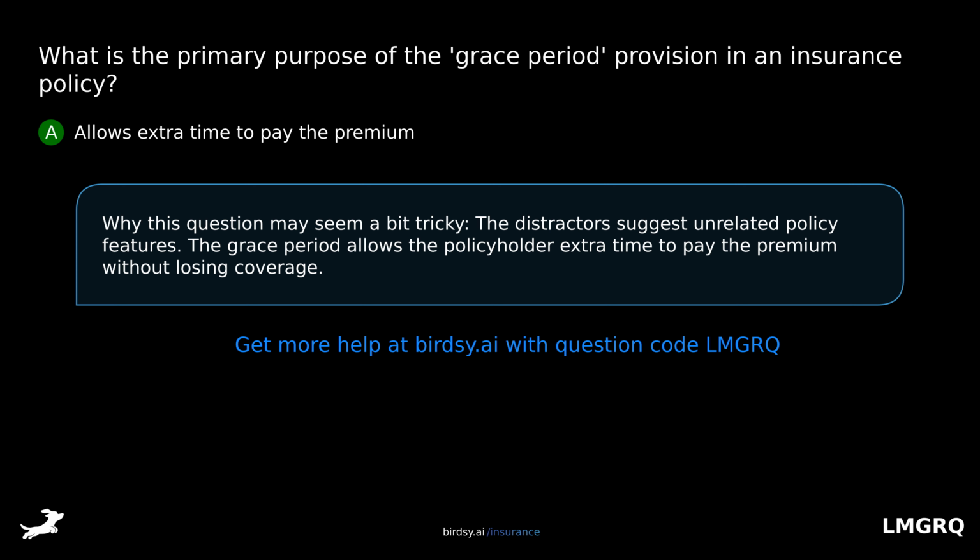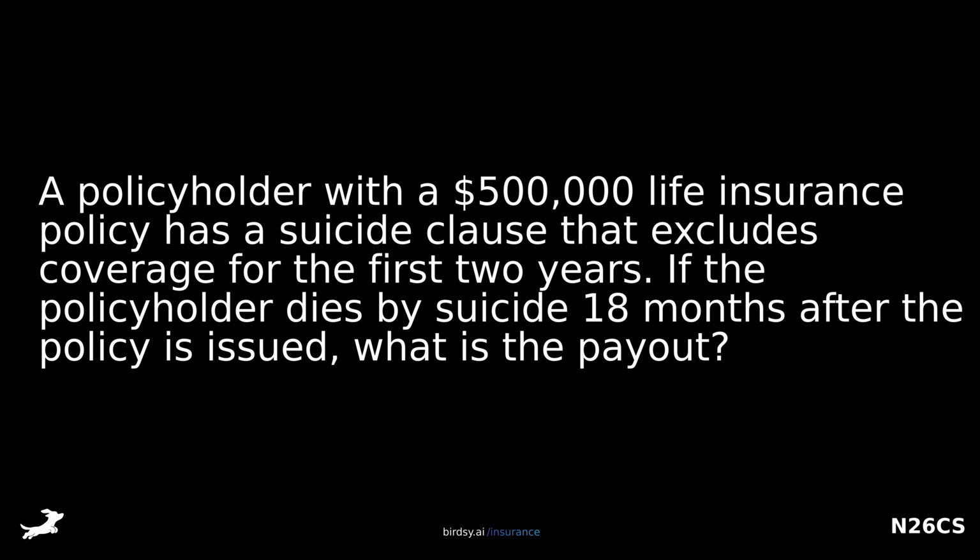A policyholder with a $500,000 life insurance policy has a suicide clause that excludes coverage for the first 2 years. If the policyholder dies by suicide 18 months after the policy is issued, what is the payout? Is it A, $500,000, B, $250,000, C, $0, or D, refund of premiums paid? The answer is D, refund of premiums paid.